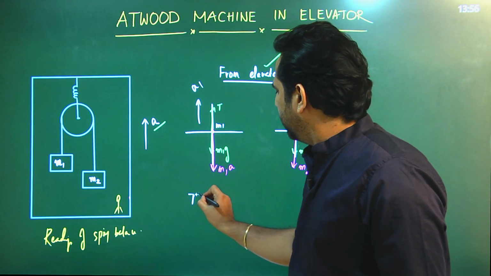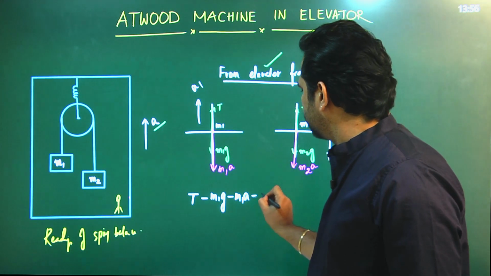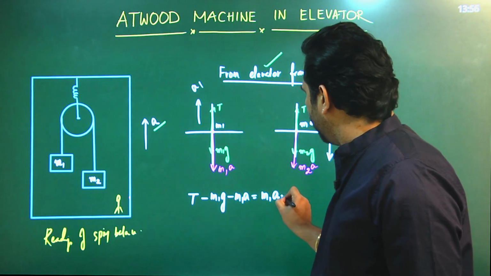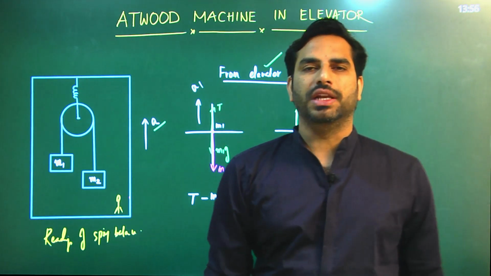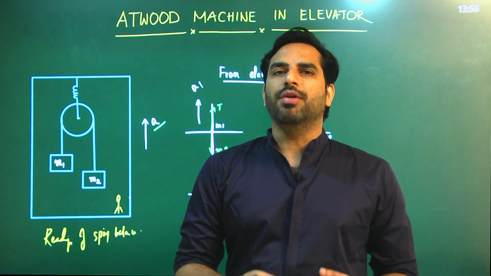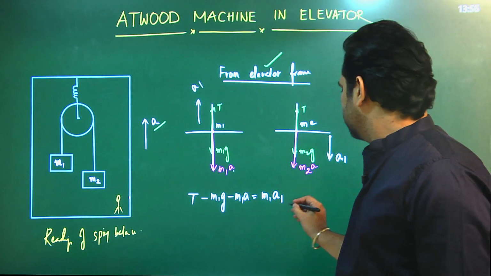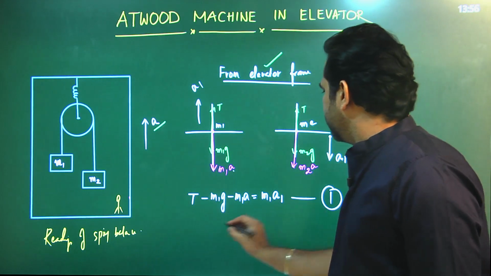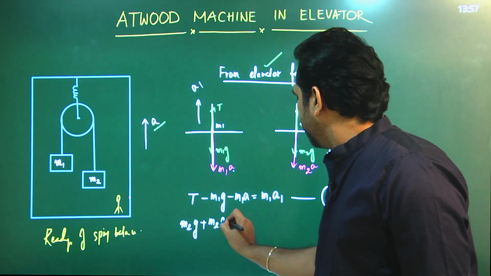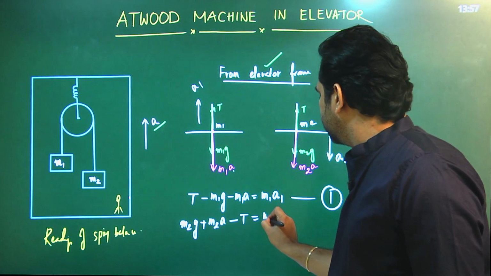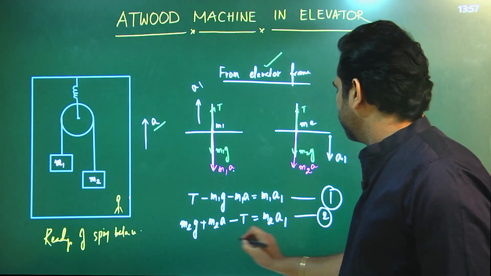So the equation would be T minus M1g minus M1a. This is the net force, which is equal to M1a1. Don't get confused between a and a1. a is the acceleration of the lift or elevator, whereas a1 is the acceleration of the blocks as seen from the elevator. Now this is the first equation, and the second equation would be M2g plus M2a minus T, that is equal to M2a1. This is the second equation.